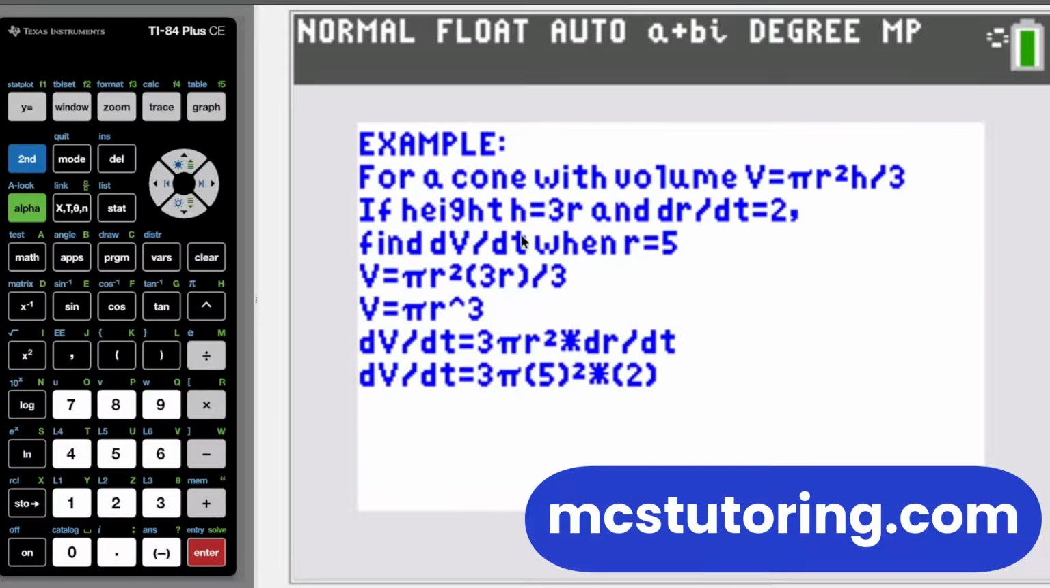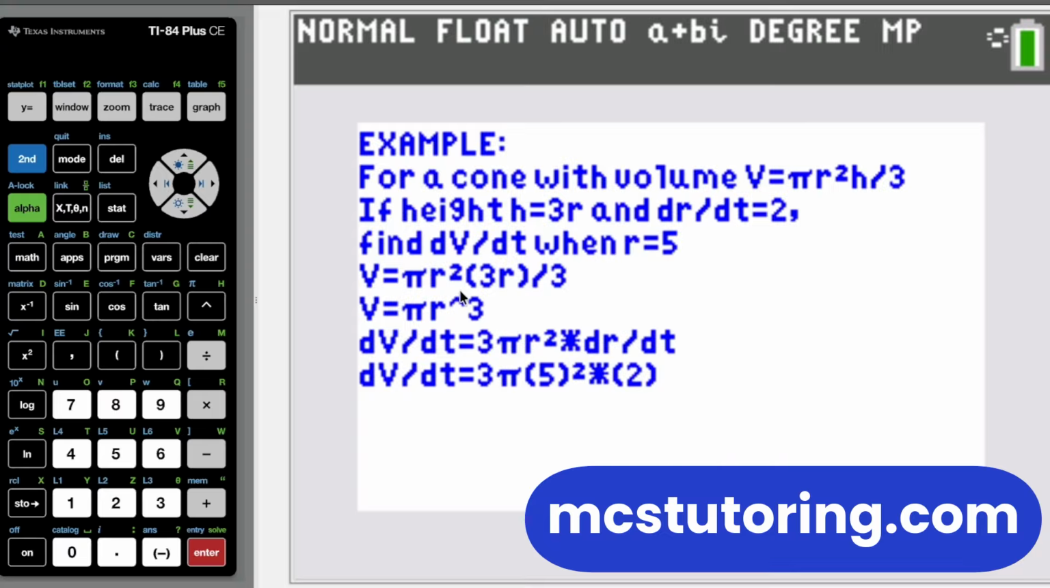So I think we have a cone with a volume V equals pi r squared h over 3. If height h equals 3r, and dr, basically delta r over delta t, equals 2, find dV over dt when r equals 5. So we've got the basic equation, and then we plug it in.